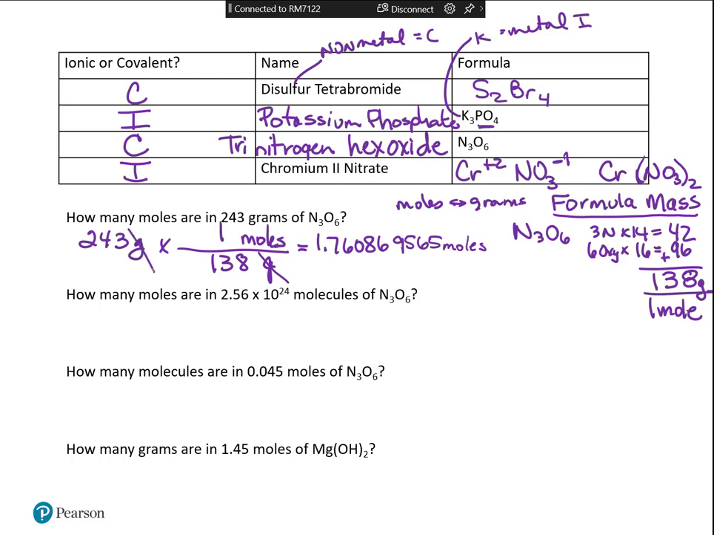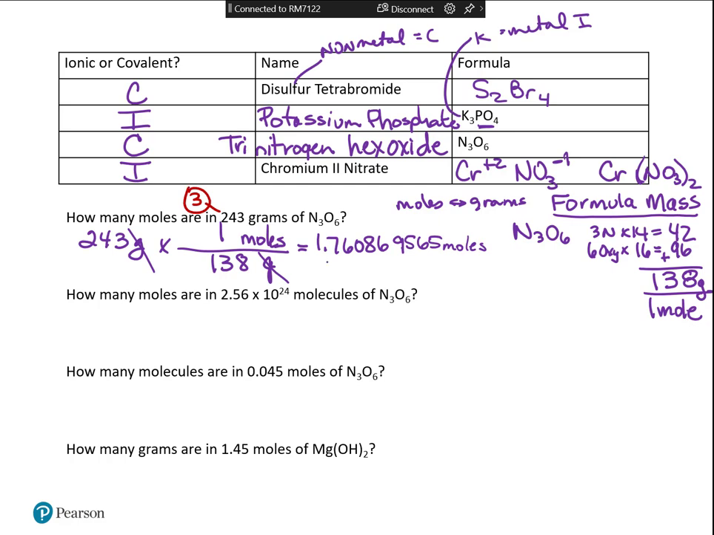Grams and grams will cancel, so my answer is in moles. That's entirely too exact. So how many significant figures in my measured value? 3. Remember that I'm always going to go back to the problem. Don't use the number of grams in a mole when figuring out how you round. You're going to go back to the number that's measured. So my measured is 243 grams.